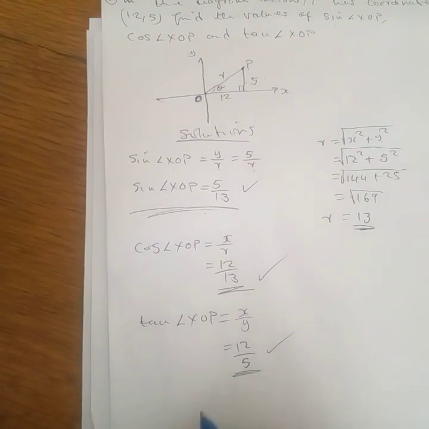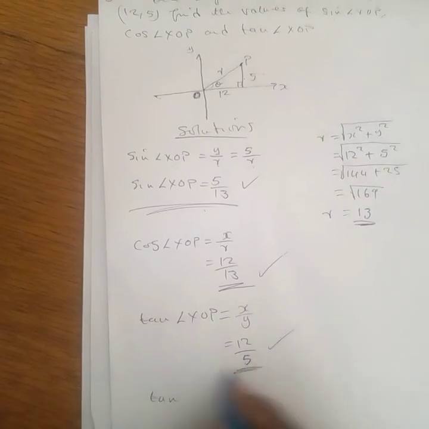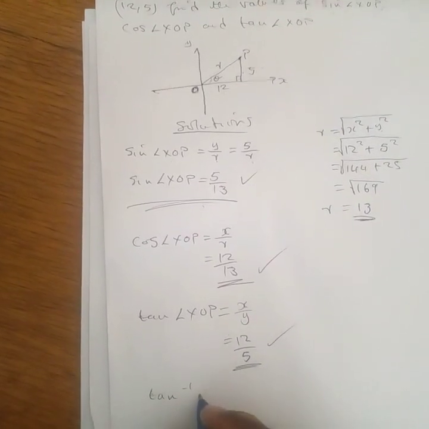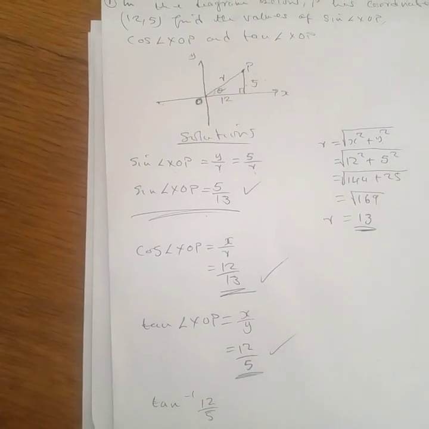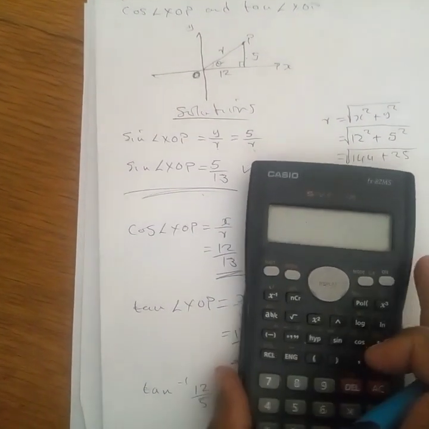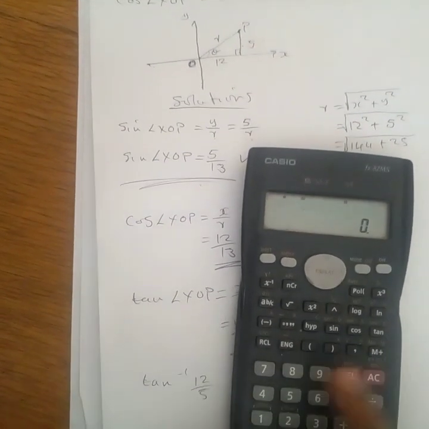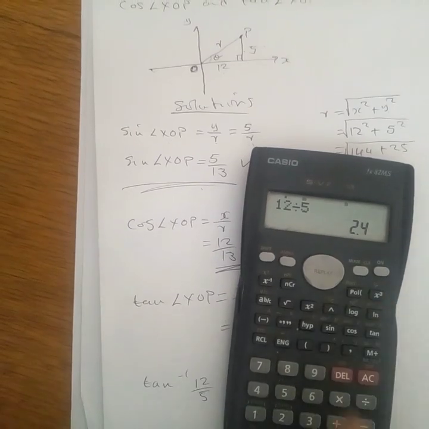But if it's in paper 2, you need to write the inverse tan. For instance, if you want to find this one, tan inverse of 12 over 5. By using a calculator, you can easily find the angle. What is the angle? We say, what is 12 divided by 5? We are going to have 2.4.